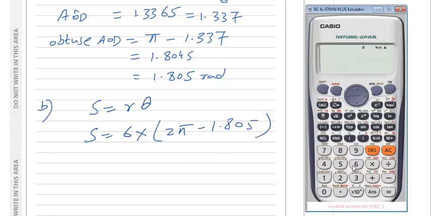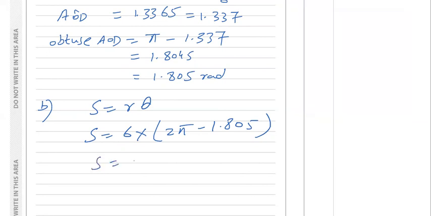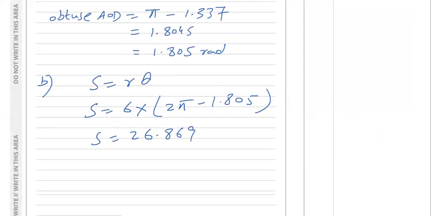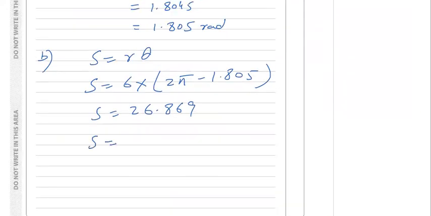Calculating this, 6 times 2 pi minus 1.805 will be 26.869. But we have to write our final answer to 1 decimal place only. So s will be equal to 26.9 meters.